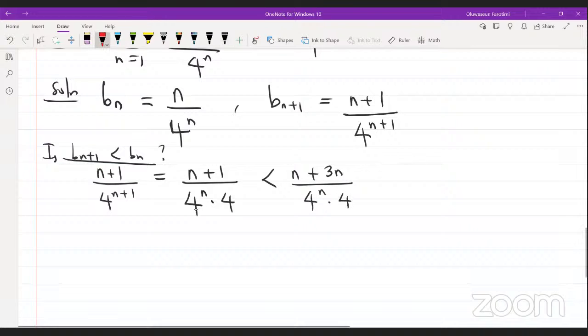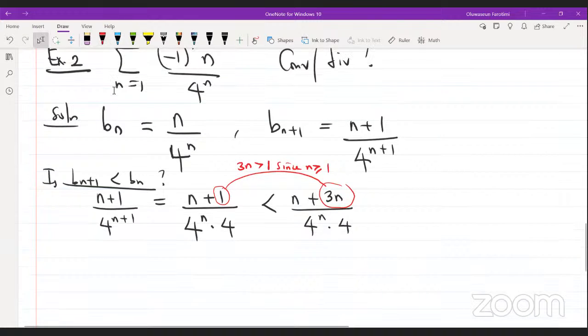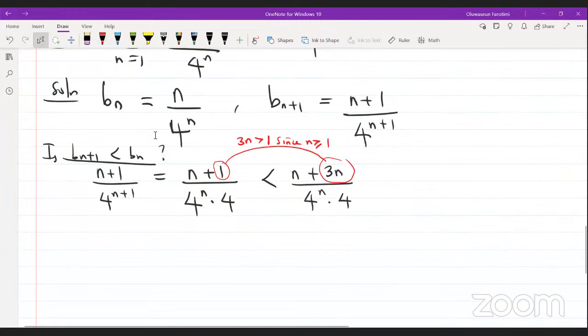Now, what did I do, guys? No magic, okay? So let me show you what I did. 3n is bigger than 1 since your n is greater than or equal to 1. And what is your indexing? Your indexing n starts from 1. Okay, so that's what I did. And this is equal to n plus 3n, that's 4n. Got a 4n here on top divided by 4 to the power of n times 4. 4 takes off 4. I got an n over 4 to the n.